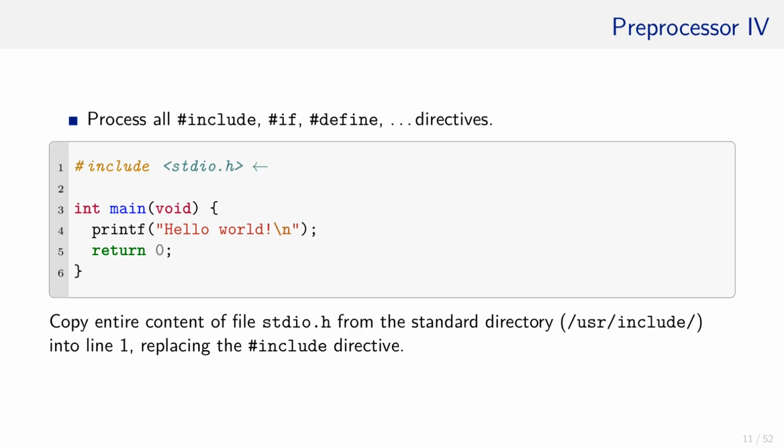We already talked about #define, but what else does the preprocessor do? Another functionality is to replace the #include directive. The preprocessor copies the entire content of the referenced file, here it is stdio, replacing the #include directive while doing so.